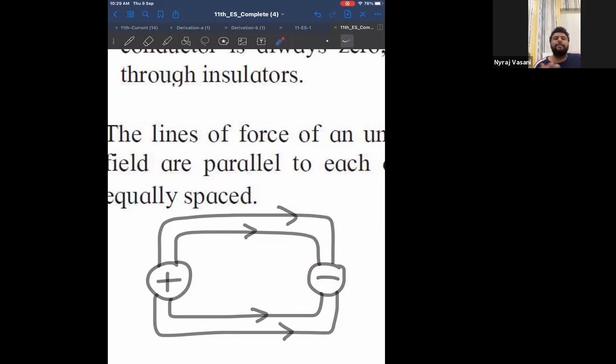Okay. So tell me some observations that you made. Electric lines of force originate from the positive charge. Originate means take off. Electric lines of force land on the negative charge, means terminate. They are parallel to each other. They do not intersect each other. They do not enter inside a conductor.